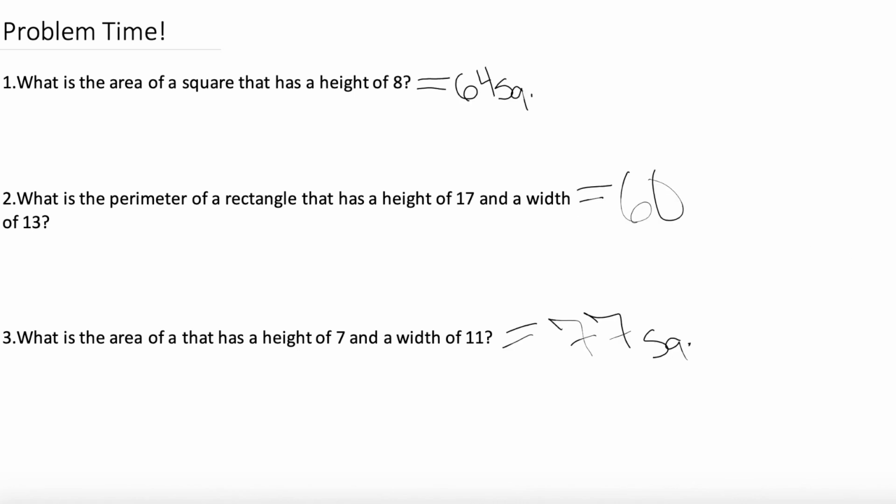Here they are. Number 1 is 64 square feet. Number 2 is 60. And then number 3 is 77 square feet.